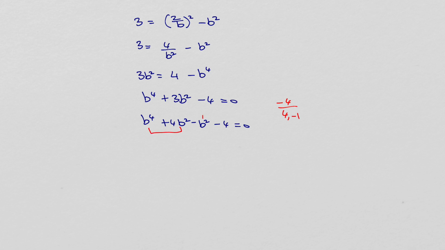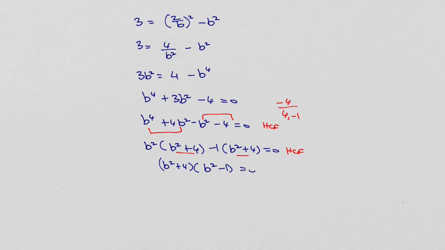So grouping the first two, grouping the second two, and taking out my highest common factor, I have b squared is common to the first two terms, leaving me with b squared plus 4. And minus 1 is common, leaving me with b squared plus 4. And of course, these two brackets always have to be the same when we're factorising our quadratics, so that I can take that out as the highest common factor, which then leaves me with b squared minus 1 equals 0. So if I take both of my factors and I let them equal 0, I can then solve for b.